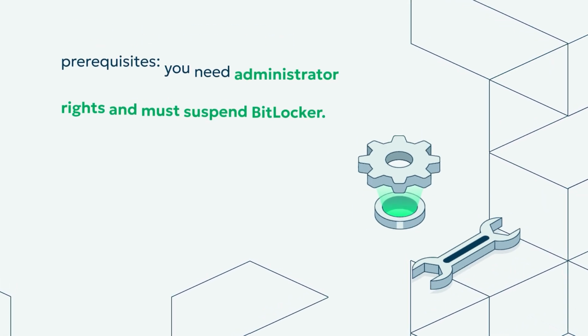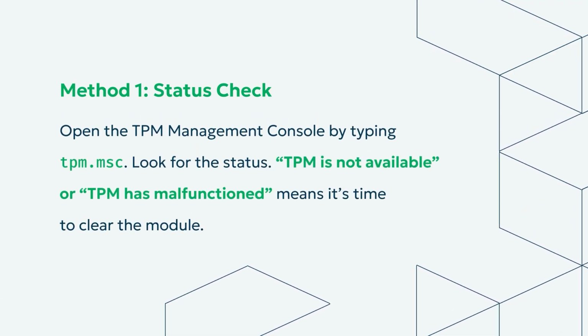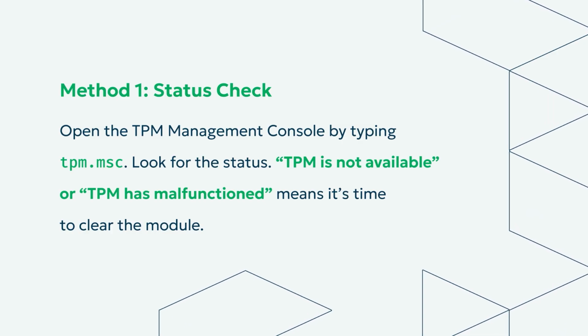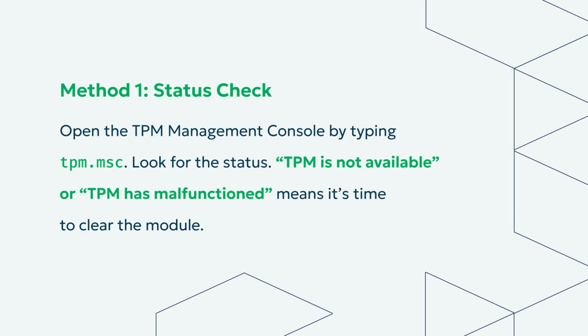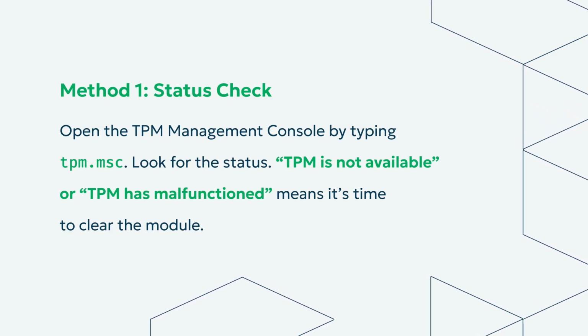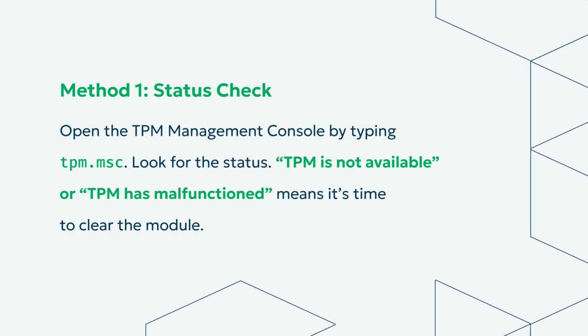Our first step, method 1, is a status check. Open the TPM Management Console by typing TPM.MSC. Look for the status. TPM is not available, or TPM has malfunctioned, means it's time to clear the module.